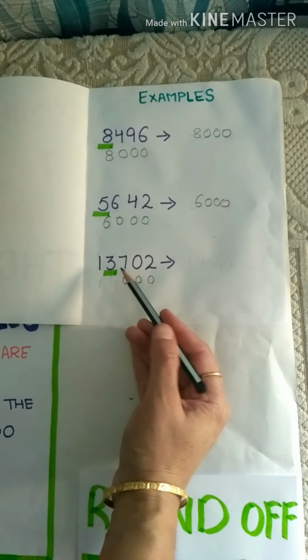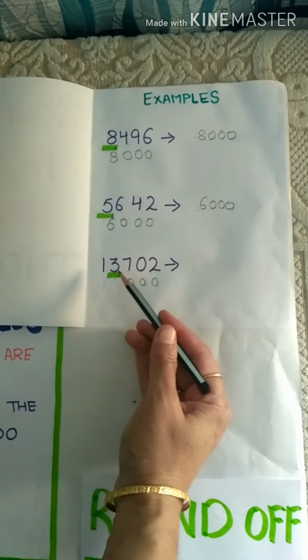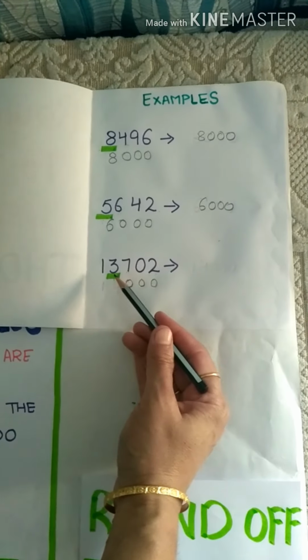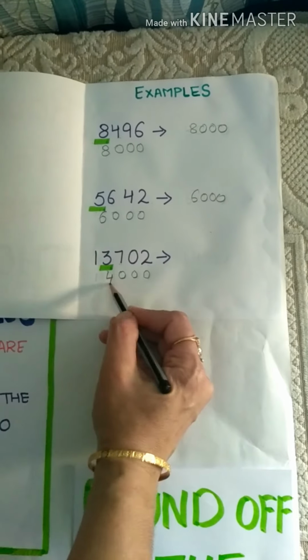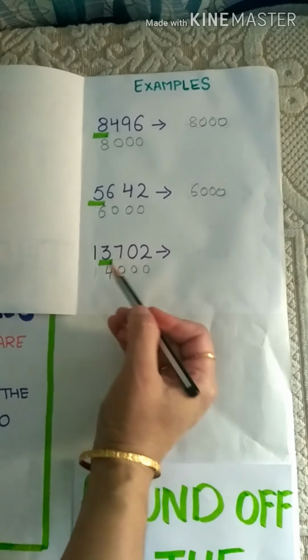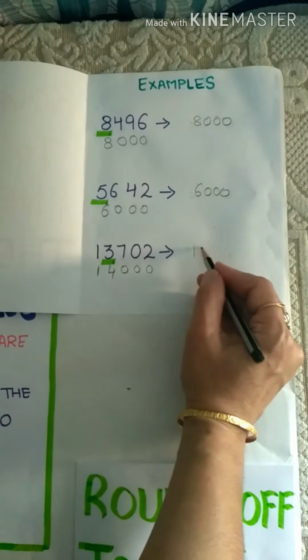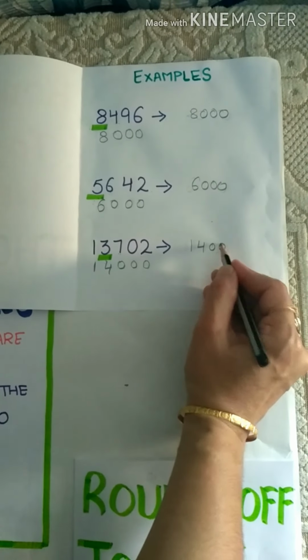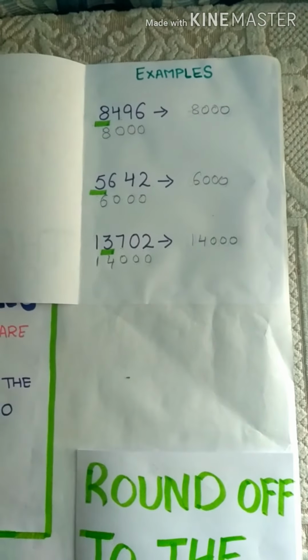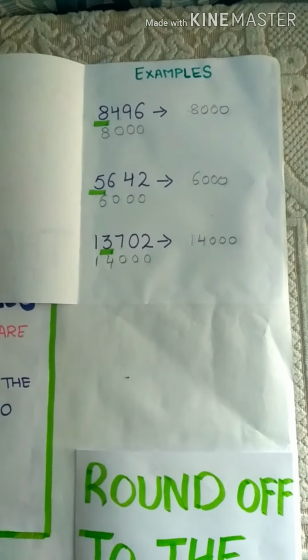So what will we have to do? Yes, we have to add 1 in this digit. When we add 1, it will become 4. And the number at the left side is 1. It will remain the same. Here the answer is 14,000. Now this is all about the 1000, nearest 1000.